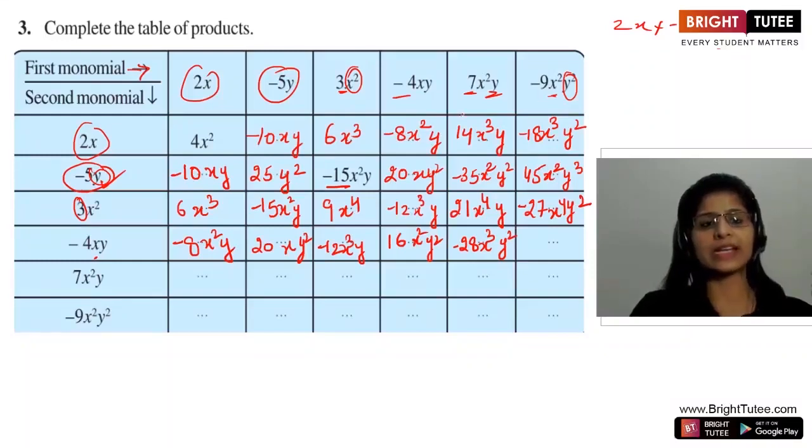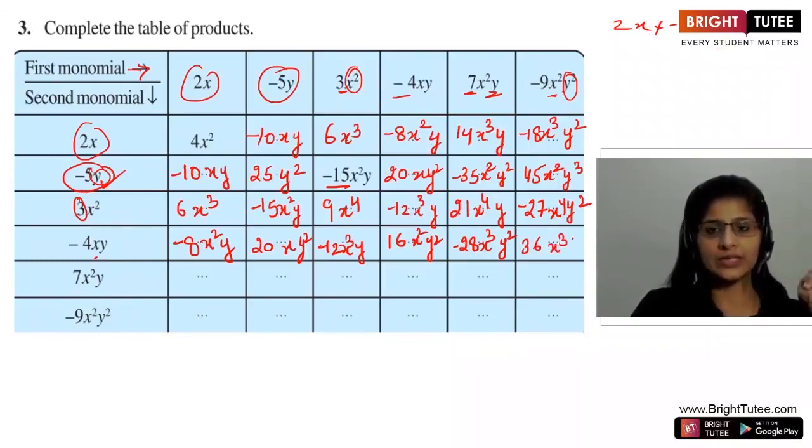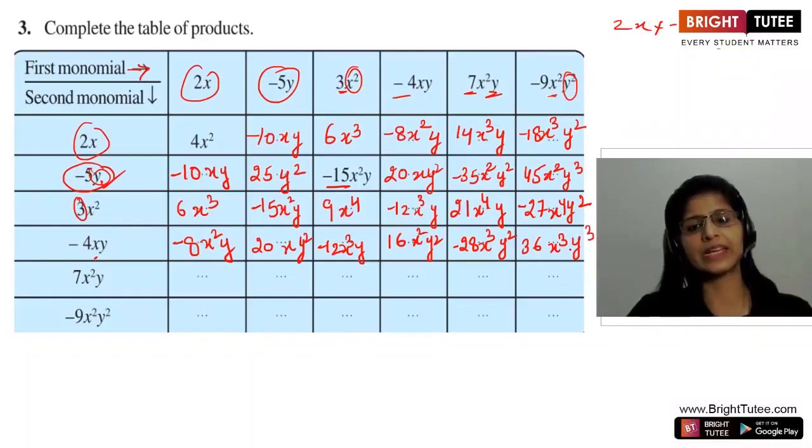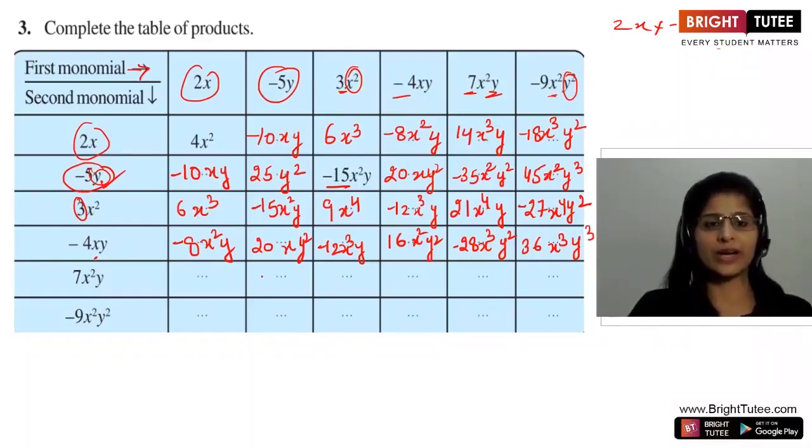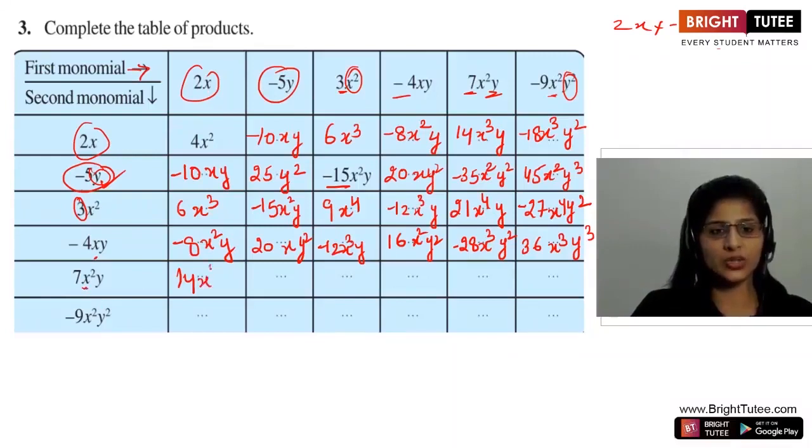The last one, minus 9 into minus 4 is plus 36. X square into x is x cube, and y square into y is y cube. Right, let's do the last two parts also. 7x square y and 2x. 2 into 7 is 14, and x into x square is x cube and y. Now multiply minus 5y with 7x square y.